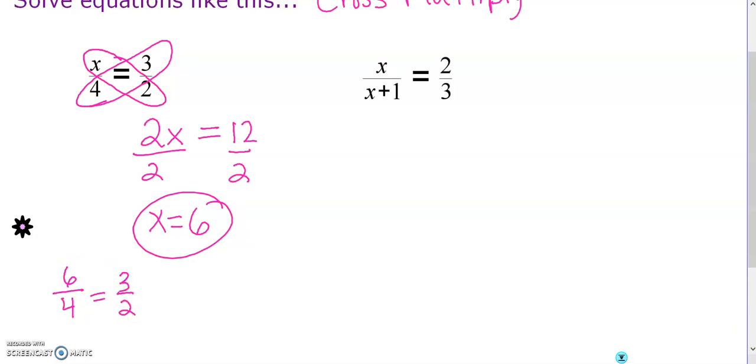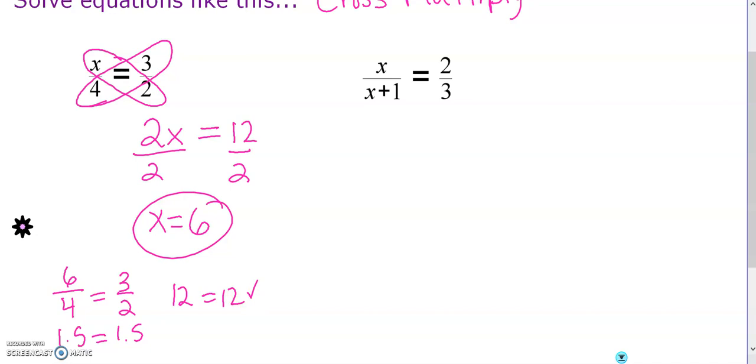And what we can do is, again, cross multiply. 6 times 2 is 12. 4 times 3 is 12. You could divide your fractions, both sides. You'll get 1.5 if I'm looking at decimals here, 1.5. You could verify it a couple of different ways, but this worked out.